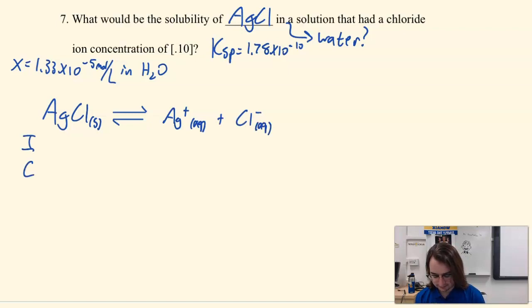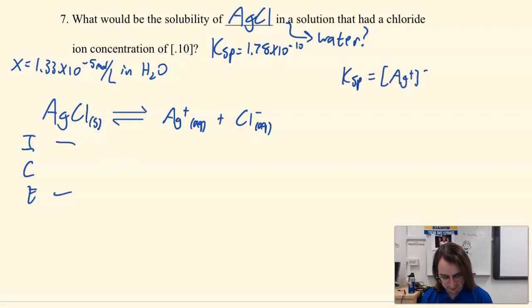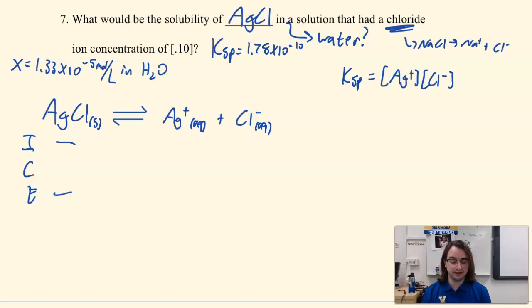Set up my ice table. So remember, in this situation, we are now no longer in just water. We are in a solution of chloride ion. And maybe that chloride ion came from like NaCl or something. So then we had this solution of sodium chloride that we dissolved. Now we're trying to dissolve AgCl, and this is where that Cl minus is coming from. But we have a concentration of about 0.10.